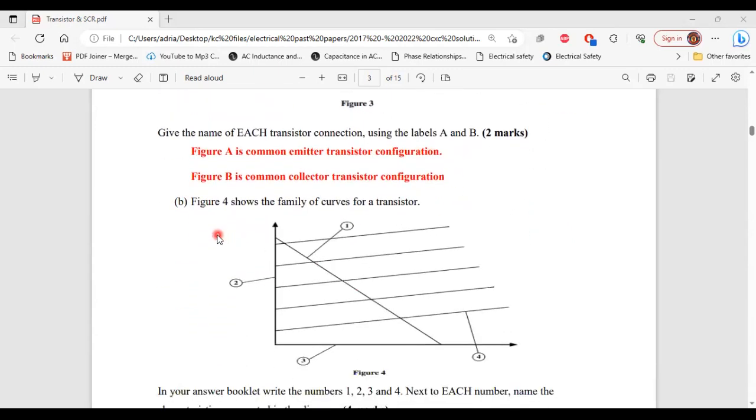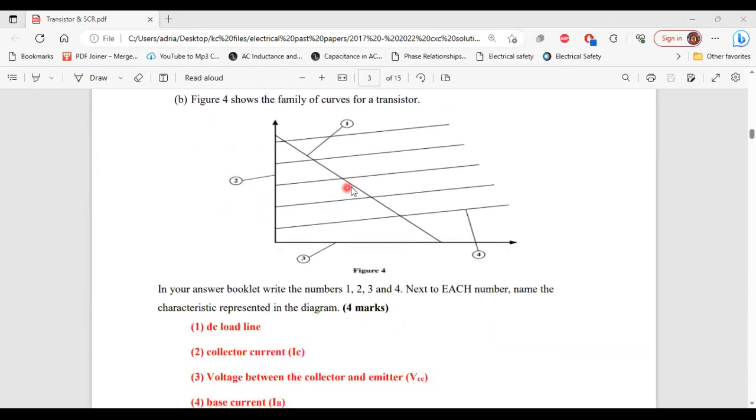For part B, it says figure 4 shows the family of curves for a transistor. So this is figure 4. It says in your answer booklet, write the numbers 1, 2, 3, and 4. Next to each number, name the characteristic represented in the diagram. All right, so at 1, this is the DC load line. 2 represents the collector current. 3 represents the voltage between the collector and the emitter. And 4, these lines represent the base current. All right, so that's it for part B.